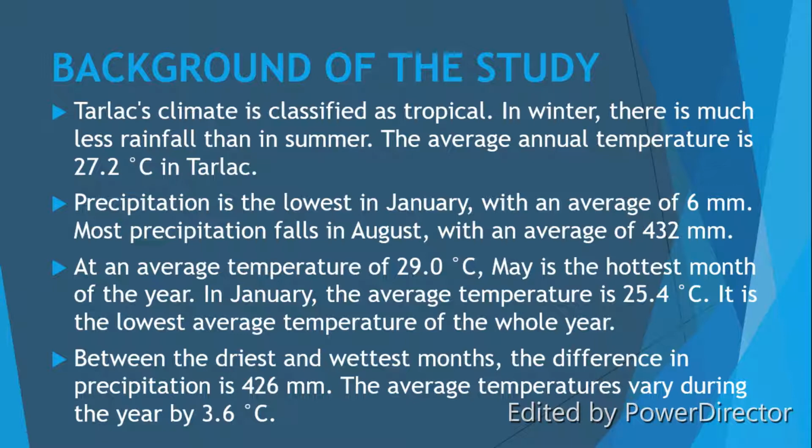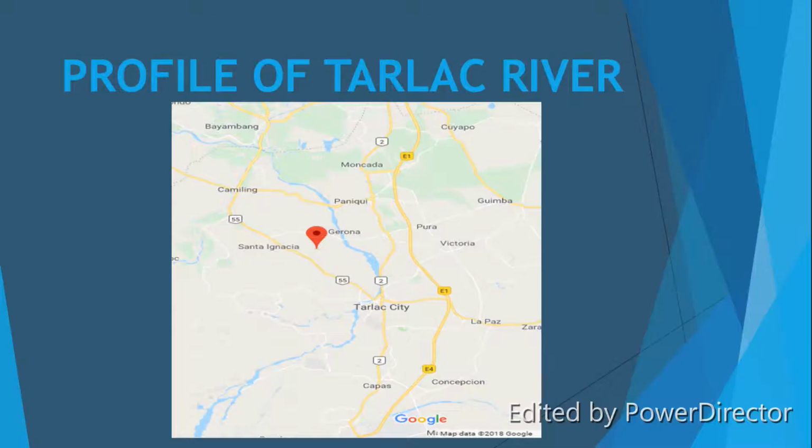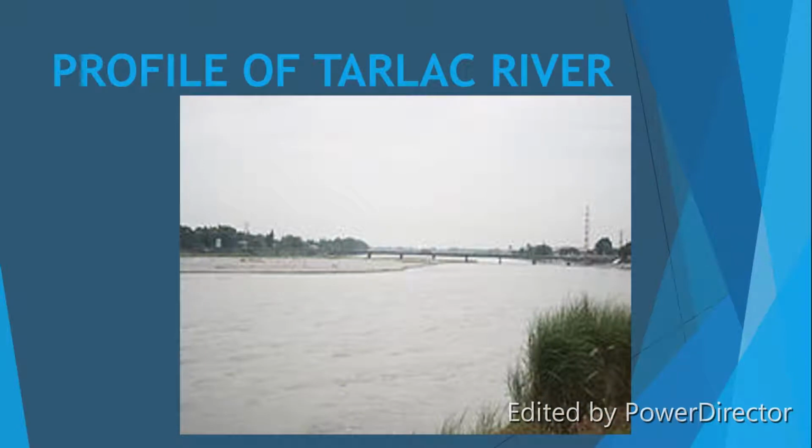Between the driest and wettest months, the difference in precipitation is 426 millimeters. The average temperatures vary during the year by 3.6 degrees Celsius. The profile of Tarlac River. Tarlac River is dammed at Barangay Tibag in Tarlac City, where its water is used for irrigation and distributed to the northern and central regions of Tarlac. The rest of the river is now a bed of sand.